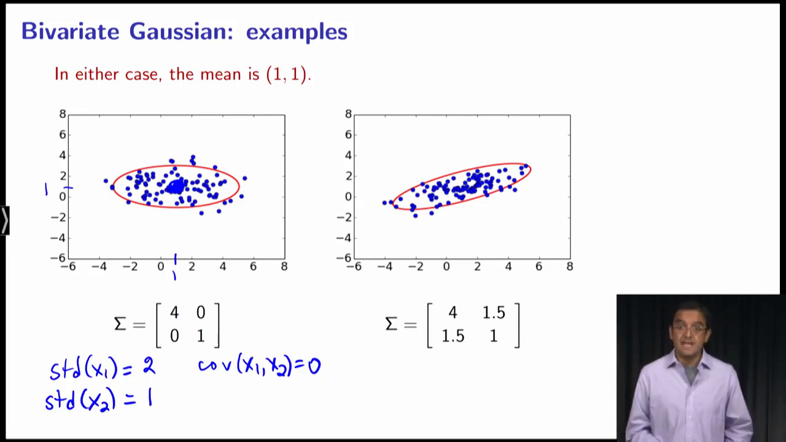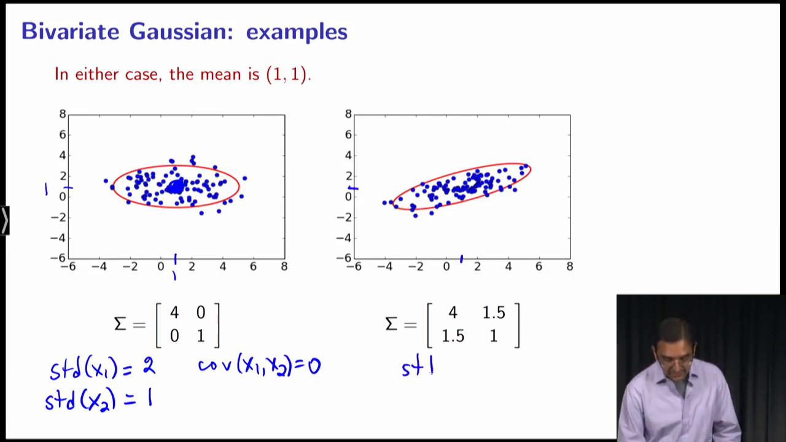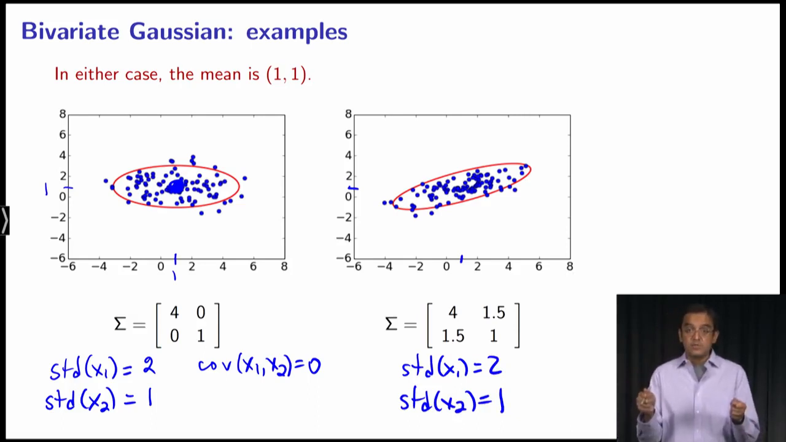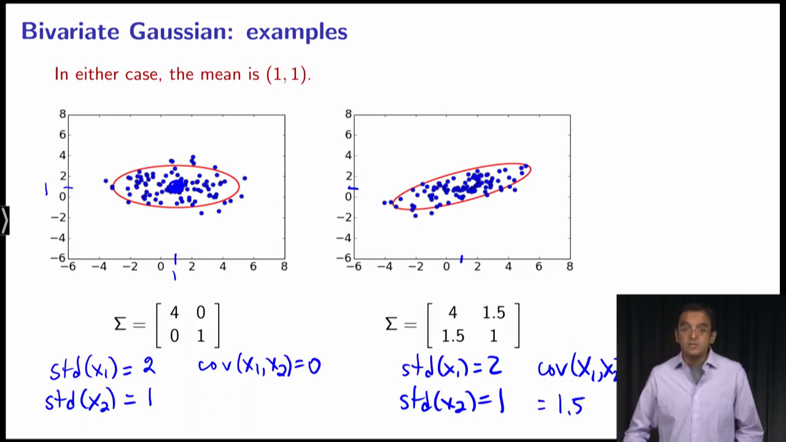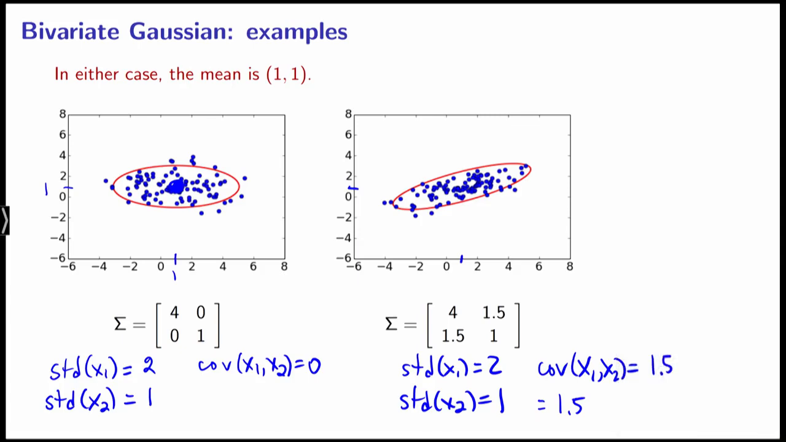So now let's move on to the second picture. This is the Gaussian with exactly the same mean, 1, 1. The standard deviation of x1 is again 2. The standard deviation of x2 is again 1. So the stretch in the x1 direction is again twice the stretch in the x2 direction. But now there's a covariance. The covariance between x1 and x2 is 1.5, which means that there is a bit of a correlation between them. So x1 and x2 are correlated with each other.